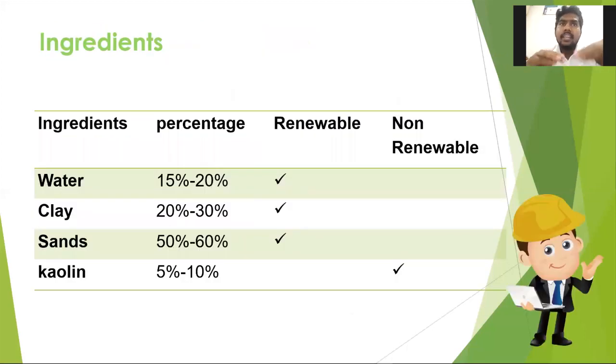These are the ingredients we use to manufacture burnt bricks. They are water, clay, kaolin and sands. For your better understanding, I have further sorted these ingredients based on their percentage of contribution to the composition and also into non-renewable and renewable. 60% composition, and it is renewable. The minimum value of ingredient will be kaolin. It represents 5% to 10%. It is non-renewable. Let's move to the next slide.